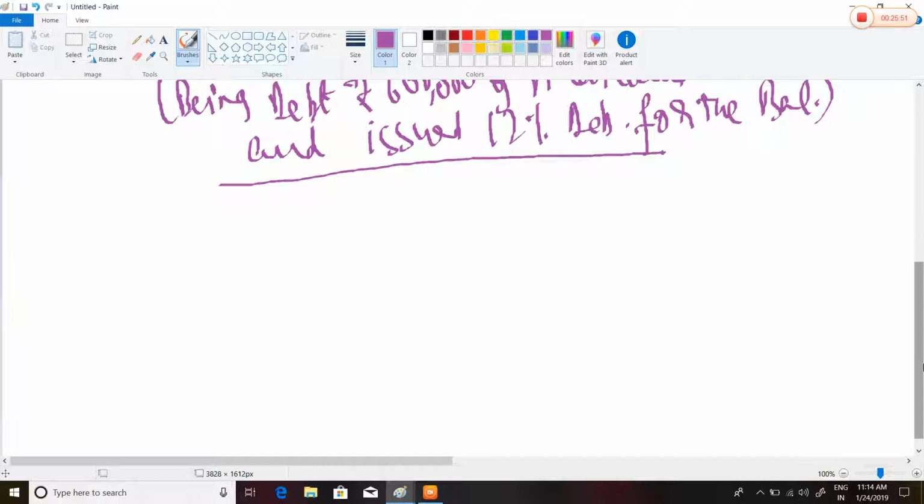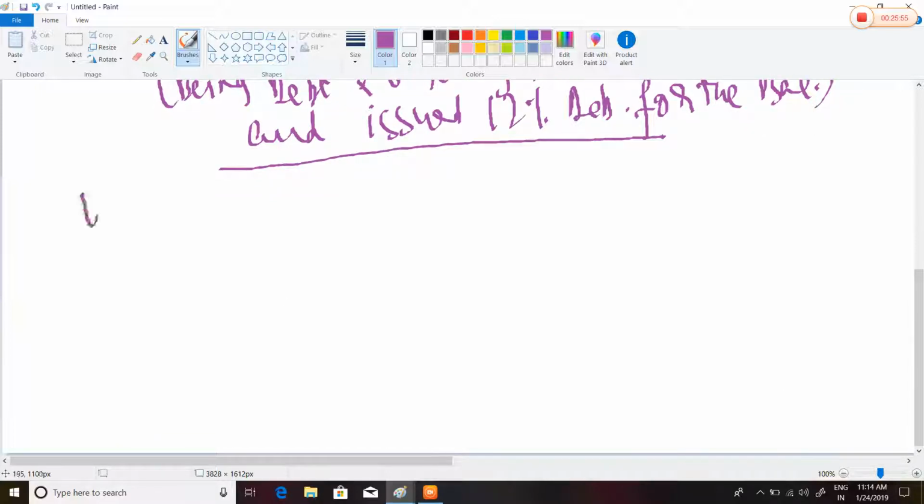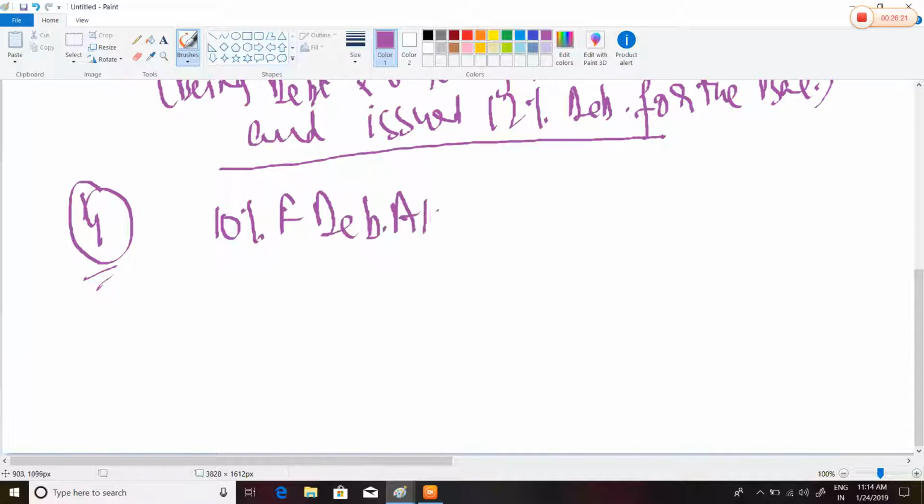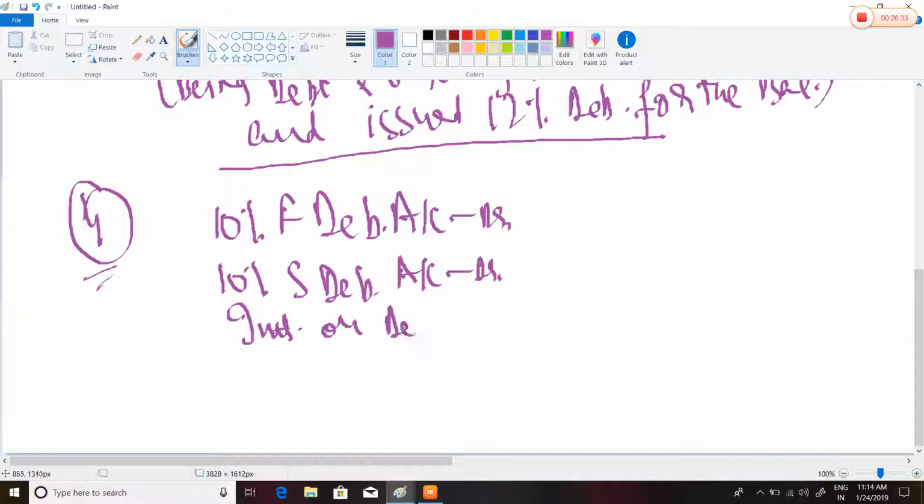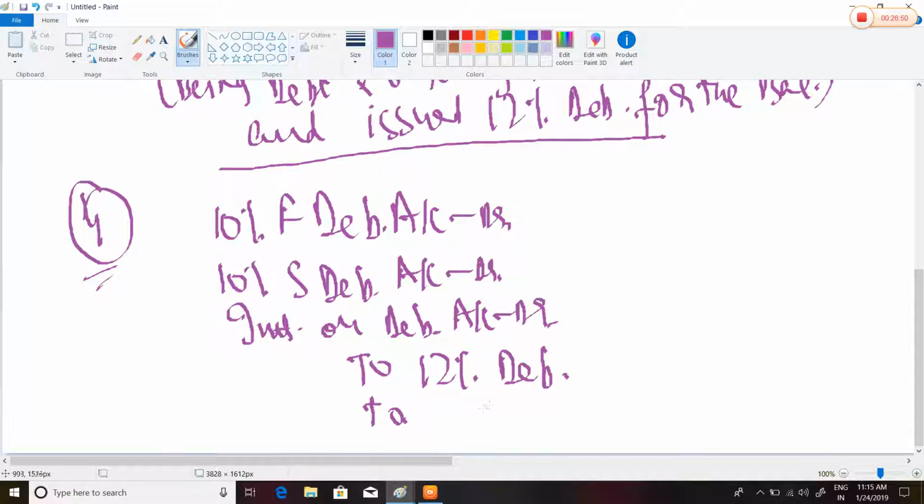Then fourth entry, Mr. B is to cancel 3 lakhs of his total debt including interest on debentures and to accept new 12% debentures for the balance amount. Okay, so in the same way 10% first debentures account debited, 10% second debentures account debited, interest on debentures account debited. Is he doing any payment? No. No payment is done by Mr. B. Then to 12% debentures, to reconstruction account.